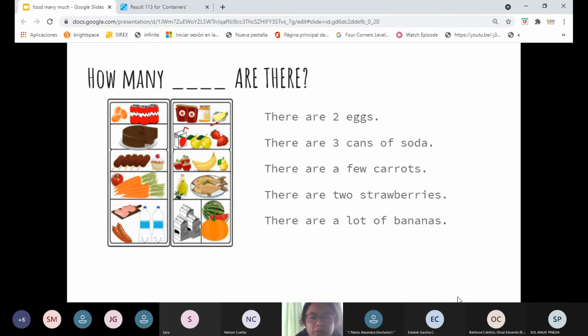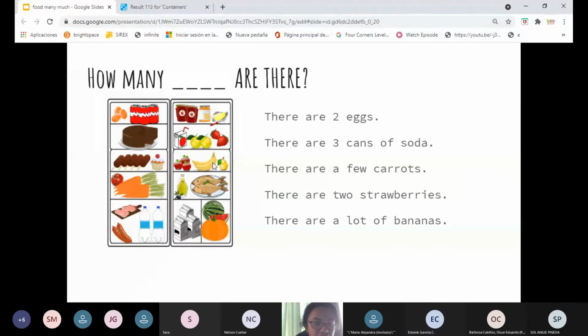Si preguntara sobre los limones, ¿cómo sería la pregunta? What would be the question for the lemons, guys? One volunteer to create the question with the lemons? How many lemons are there? Excellent, Edwin. Nice pronunciation, Edwin.